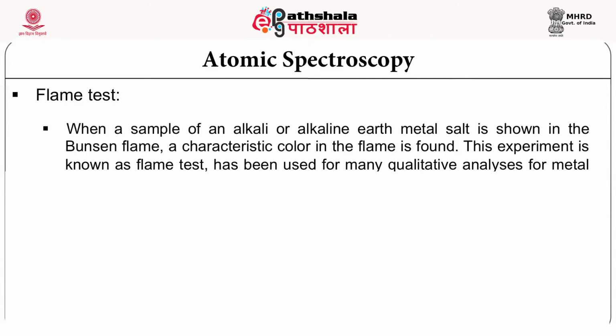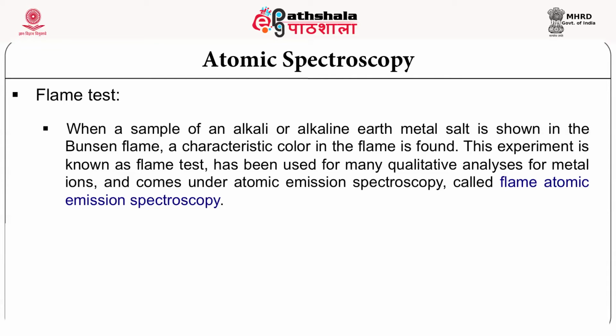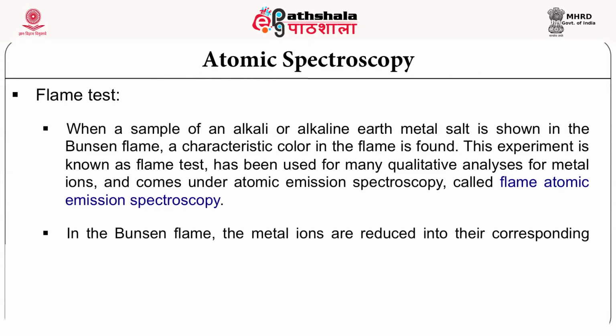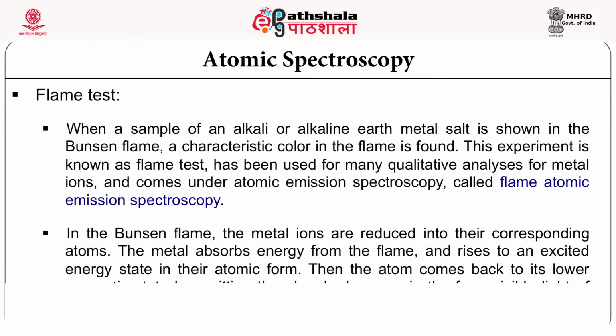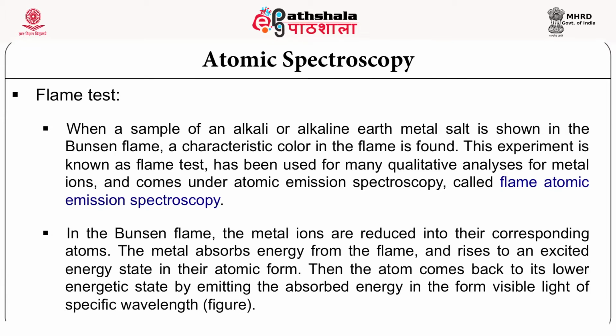When a sample of an alkaline earth metal is shown to the Bunsen flame, a characteristic color is seen. This experiment is precisely called the flame test. It has been used for many qualitative analyses of metal ions and comes under atomic emission spectroscopy, called flame atomic emission spectroscopy. In the Bunsen flame, the metal ions are reduced into their corresponding atoms.